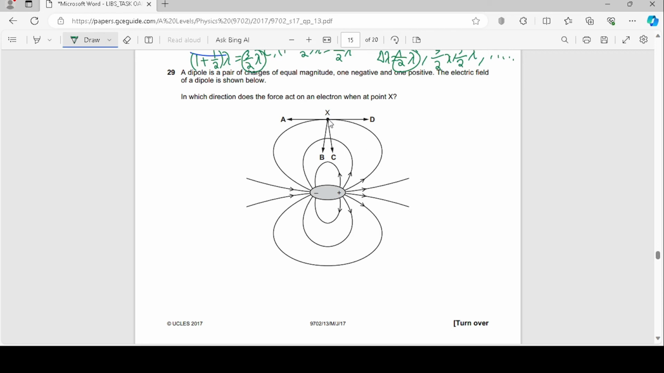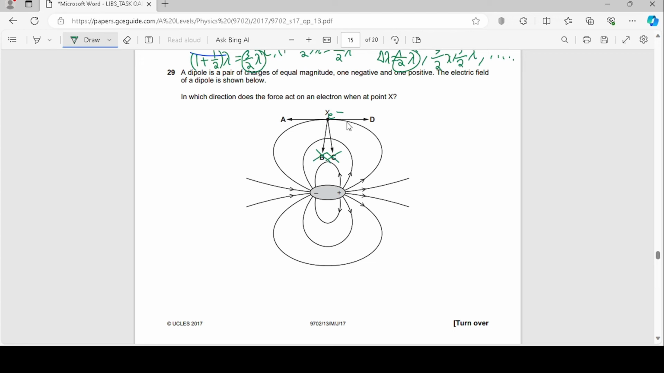Yeah, so the electron is there. Firstly, the force on the electron must be tangential to the electric field line, so we can already cancel out B and C because those are just veering off in a very weird direction. So it's either A or D.